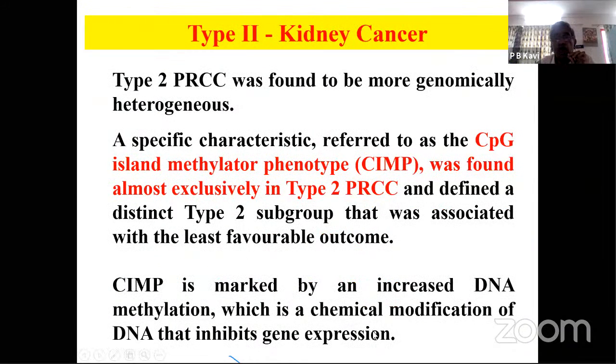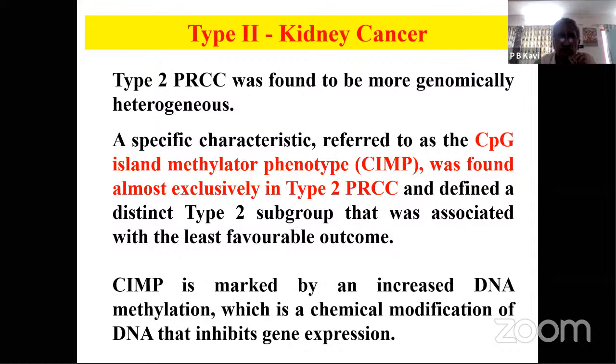Whereas in the case of type 2 kidney cancer, what is important is what they have discovered: a CpG island, which is methylated. So in the case of this particular tumor, we have a methylated phenotype, which has been found almost exclusively in type 2 kidney cancer. So this biomarker, or CpG biomarker, is important for us to diagnose this particular kidney cancer. It's a type 2 kidney cancer.